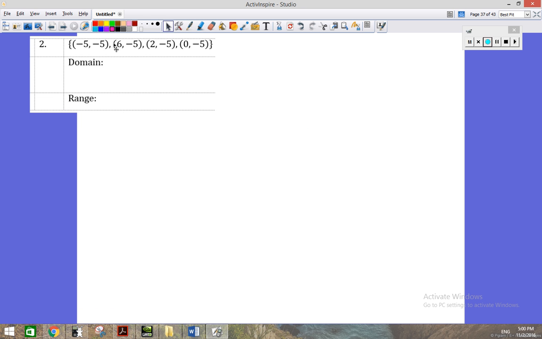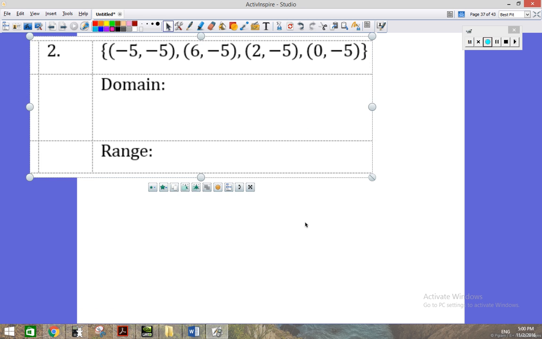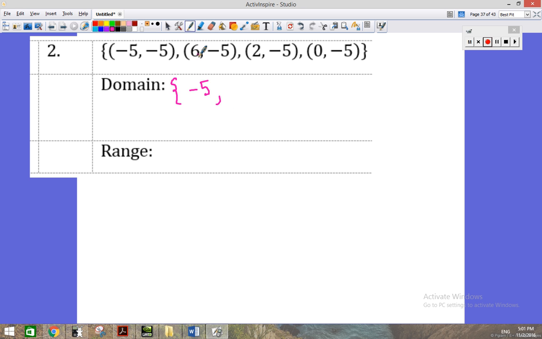Same idea. They give me a finite set. This relation is a set of ordered pairs. The domain is not ordered pairs. It's just the set of x's: -5, 6, 2, 0. You could have those listed in any order that you'd like.